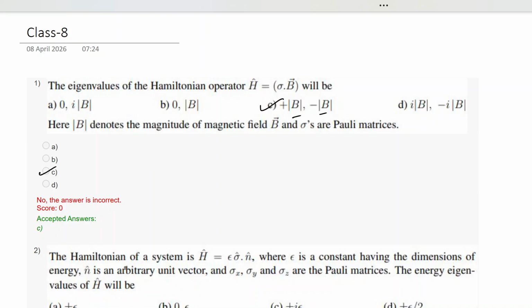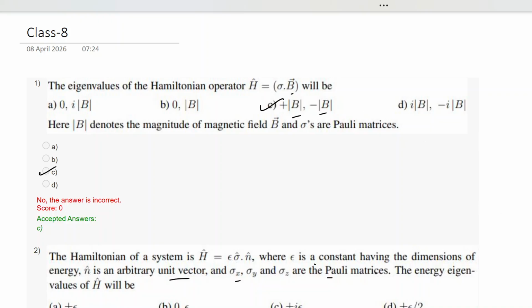Now question number 2 is also a similar question, where the Hamiltonian is again sigma dot n cap, but there is an additional epsilon term. So this is almost similar to the previous problem, as you can see. Here epsilon is a constant having the dimension of energy, and n cap is an arbitrary unit vector. Sigma are the Pauli spin matrices. Then what will the energy eigenvalues of the Hamiltonian be? You can see the similarity of this problem with problem number 1, so we will show it here only, because it is already solved in problem number 1.